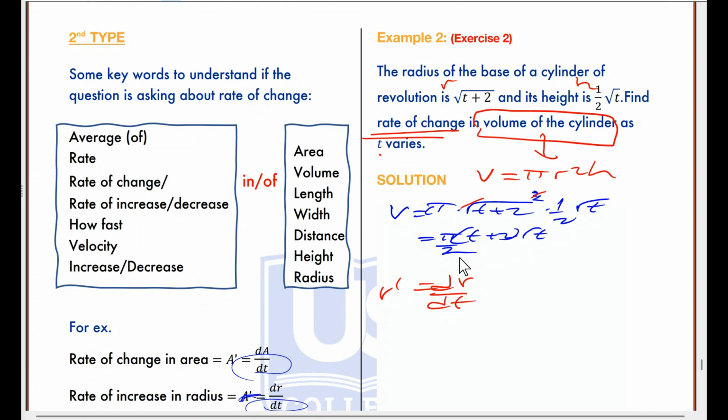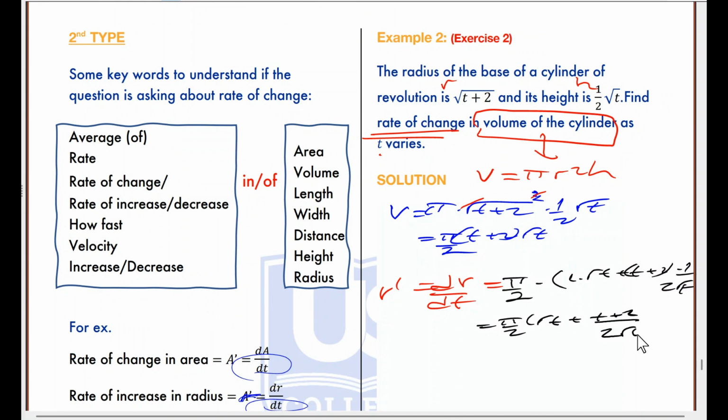We are taking the derivative with respect to t. Equals, so I'm going to apply the product rule here. Pi over 2 is the coefficient, stays in front. Take the derivative of the first, which is 1, times the second, square root of t, plus the first, t plus 2, times the derivative of the second, 1 over 2 square root of t. It becomes pi over 2 times square root of t plus (t plus 2) over 2 square root of t.